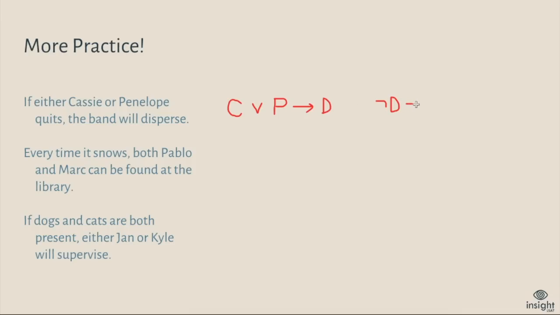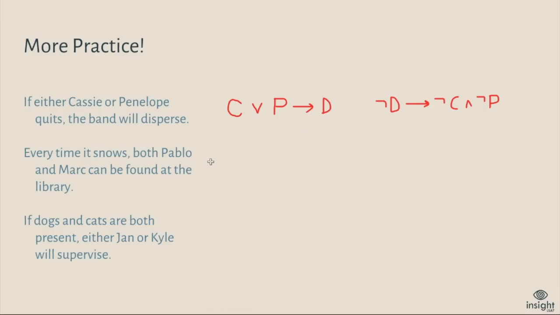And we can represent that this way. We can say that if the band didn't disperse, then we know that Cassie didn't quit, and we also know that Penelope didn't quit, right? Because either one would have been enough. Okay, so your contrapositive becomes: if the band did not disperse, or will not disperse, then Cassie didn't quit, and Penelope didn't quit. All right, moving on.